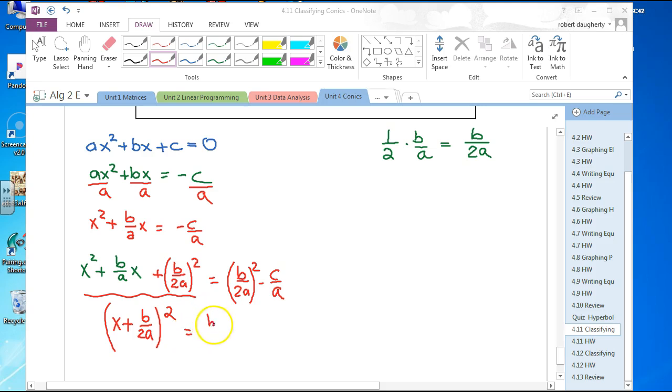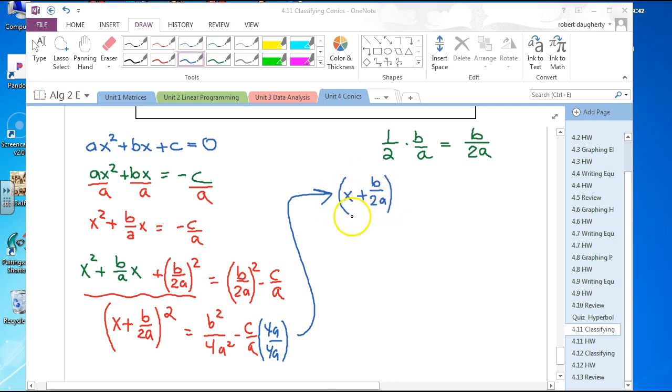And then on the right, it looks like I've got b squared over 4a squared minus c over a. Let's pretend like we've already done a unit on rational expressions, and we know how to combine fractions. How do we combine those two fractions on the right? What do we need? Common denominator. What's the common denominator? 4a squared. So this needs to be multiplied by 4a over 4a, right? That would give me the common denominator. So I have x plus b over 2a squared equal b squared minus c times 4 times a, I'm going to call that 4ac, over 4a squared. Does it start to look like something you've seen before? Yeah, b squared minus 4ac.